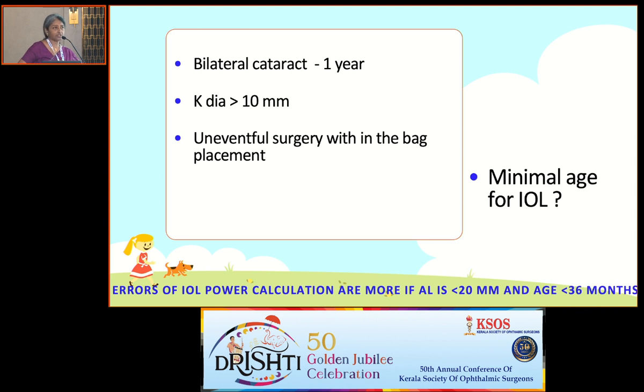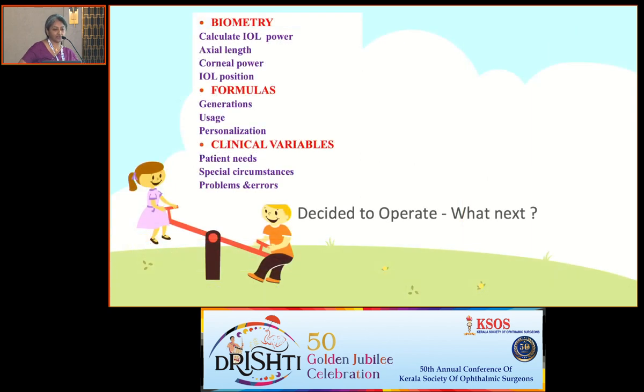But why do we think so much about IOL implantation? Because there are possibilities of huge errors in power calculation. The surgery as such is very simple. You can place an IOL. But the problem is in the calculation and the lens power determination. Because most of it, like in smaller eyes, the axial length will be less than 20, age less than 36 months, where there is a chance of getting errors.